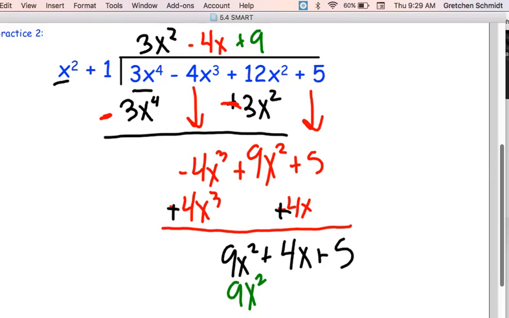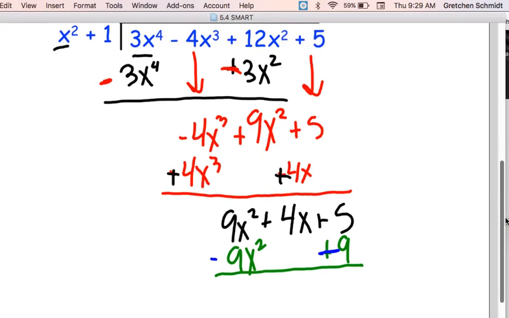Where should I write the plus 9? Under the 5. To show the subtraction, what happens to our signs? They switch. Those are gone. 5 minus 9. What do we bring down?